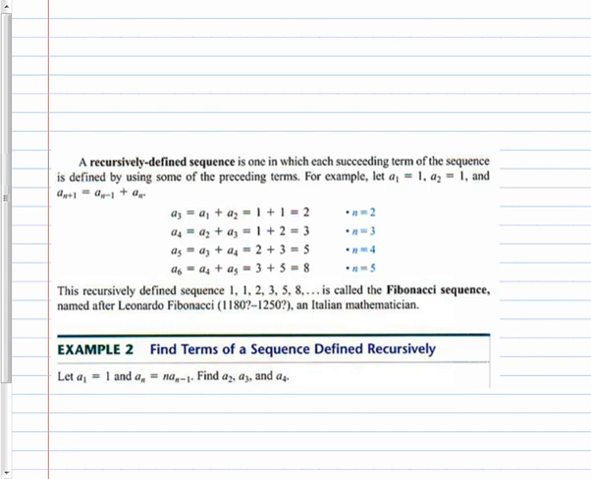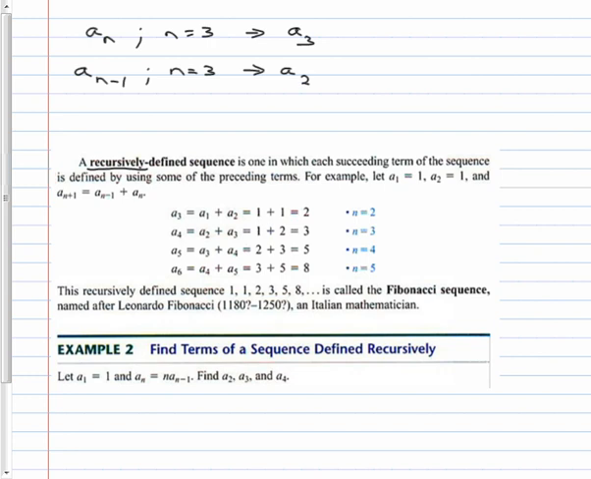Recursively defined sequence. Recursively comes from the root word recurs or reoccurs. So what does that mean? Let me come back to this notation. A sub n, if n is 3, that means I'm looking for the third term, a sub 3. If I'm looking for a sub n minus 1 when n is 3, that would give me a sub what when I'm done? 2, because 3 minus 1 is 2.